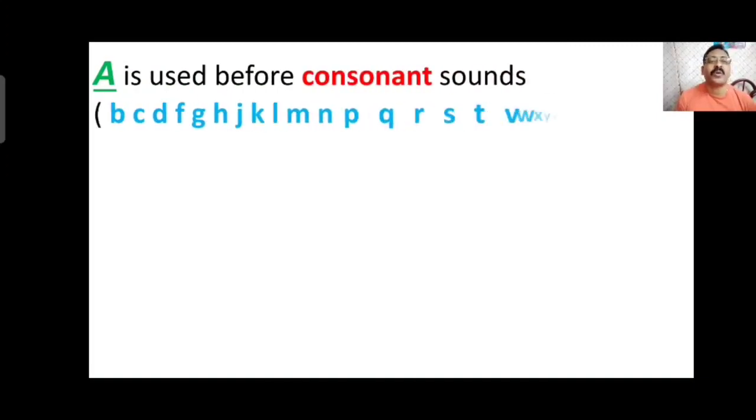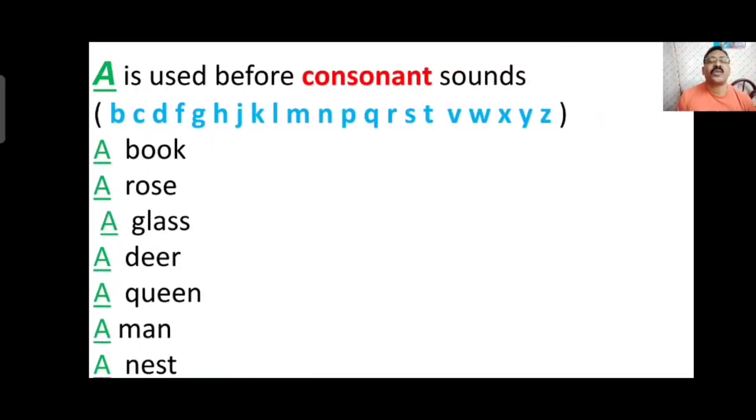A is used before consonant sounds. Which are consonant sounds? In the English alphabet, there are 26 letters. From those 26 letters, 21 letters are said to be consonants, like B, C, D, F, G, H, J, K, L, M, N, P, Q, R, S, T, V, W, X, Y, Z. These are all 21 letters which are said to be consonant sound letters. You can see how we use these consonant letters with the article.